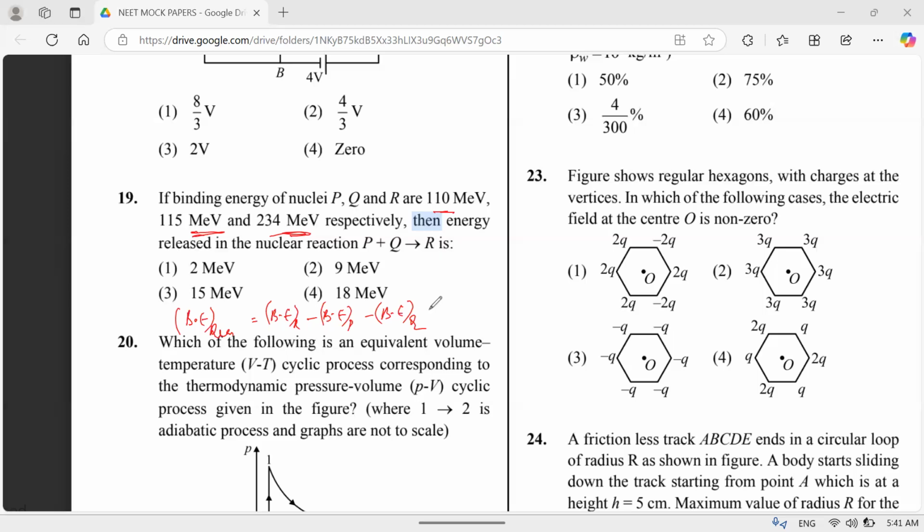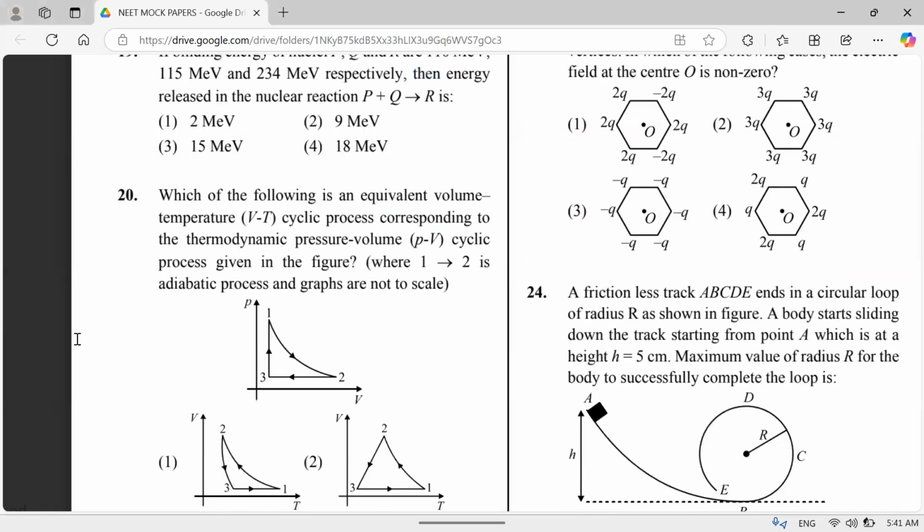For R it is 234. For P it is 110. Nine. And for Q it is how much? 115. See how much I'm getting? 234 minus 110 minus 115. 9, sir. 9 mega electron volt. Very good. It will give you 9. Good question, but practice this one. Directly formula based.